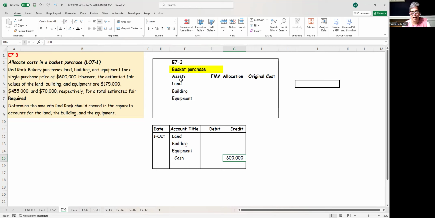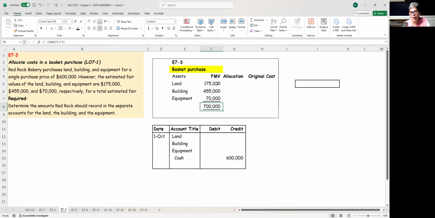So here in my table, what I have is the assets, land, building and equipment, and the fair market value of these assets. Those numbers were given to me as 175, 455, and 70. When I add up these three numbers, they add up to $700,000. I paid 600 and they add up to 700 in terms of fair value. So obviously I got a deal, I paid 100,000 less. So now I'm going to find out what is the relative value and use that as the allocation basis.